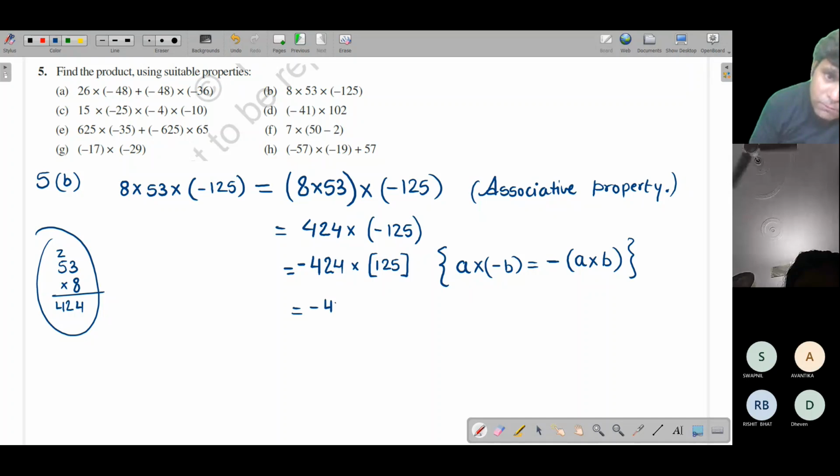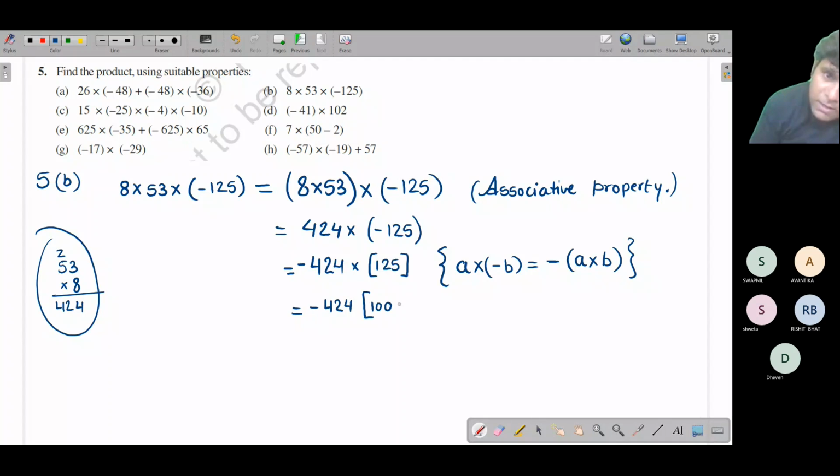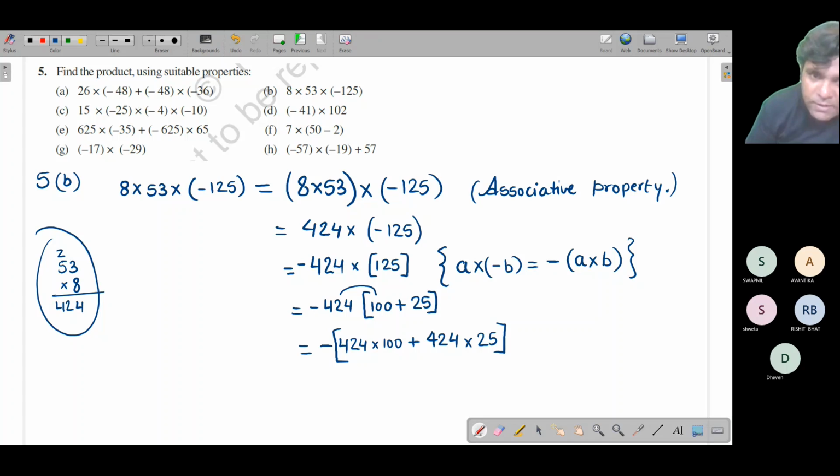Now minus of 424, and this 125 can be written as 100 plus 25. Can you write it like this? Yes, sir. So we have an opportunity to use the other property, which is distributive property. 424 is distributed with 100, and we take minus sign outside as a common, plus 424 cross 25. For which property do we use here? We distributed this in both. That's why we use here distributive property.